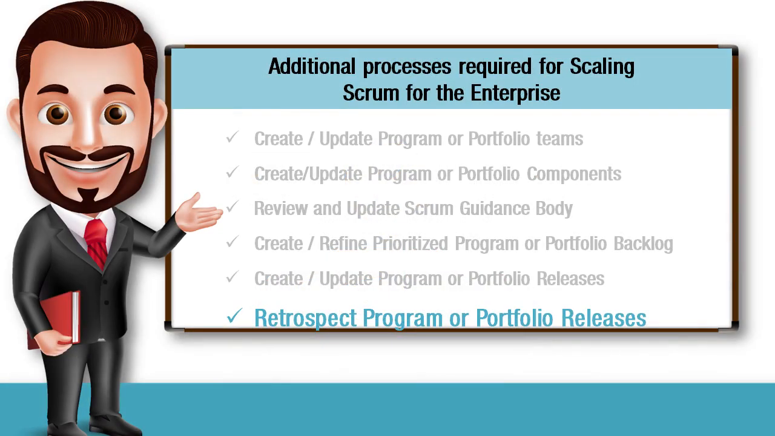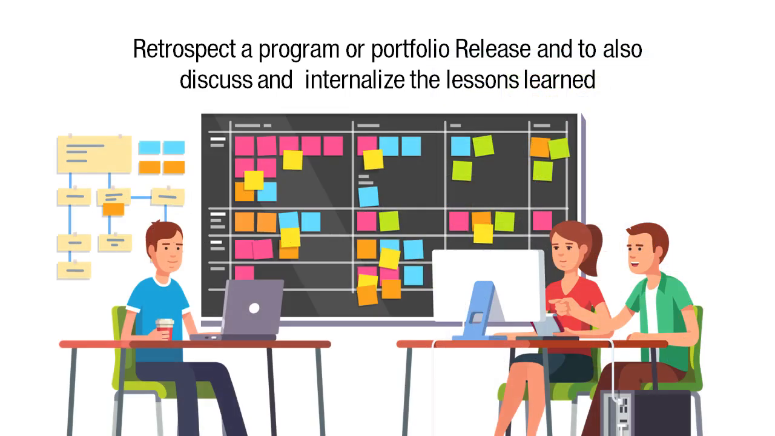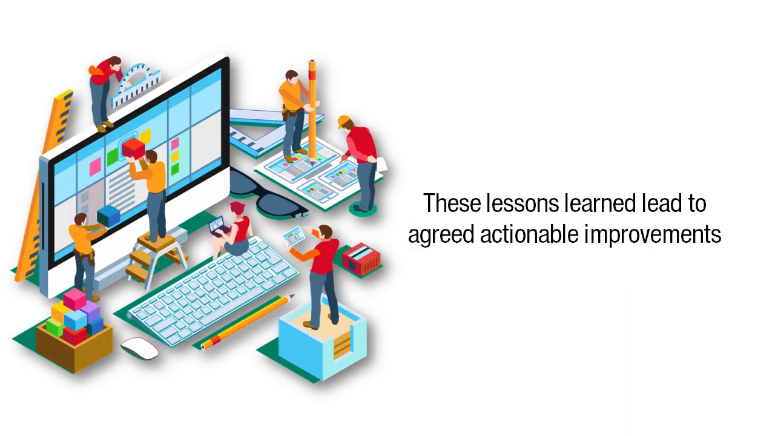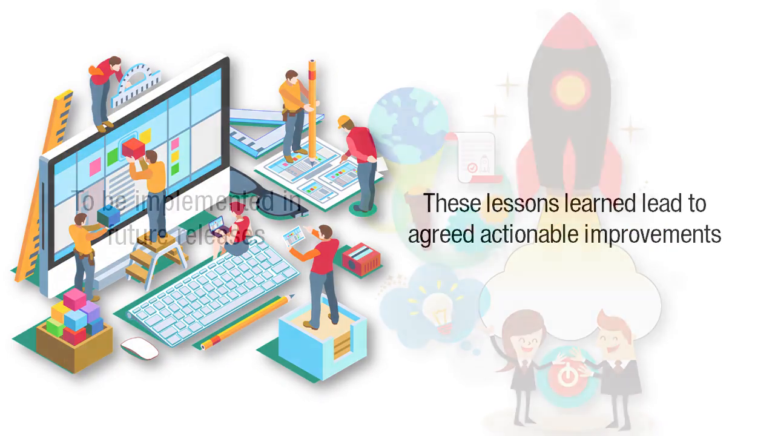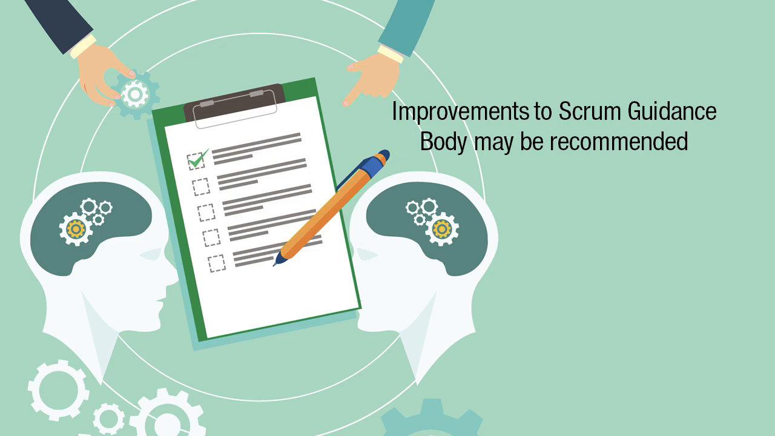Retrospect program or portfolio releases. In this process, the program or portfolio product owner and business stakeholders get together to retrospect a program or portfolio release, and to also discuss and internalize the lessons learned. Often, these lessons learned lead to agreed actionable improvements to be implemented in future releases. Sometimes, improvements to the Scrum Guidance Body may be recommended.